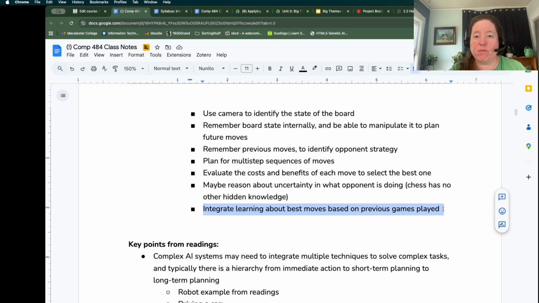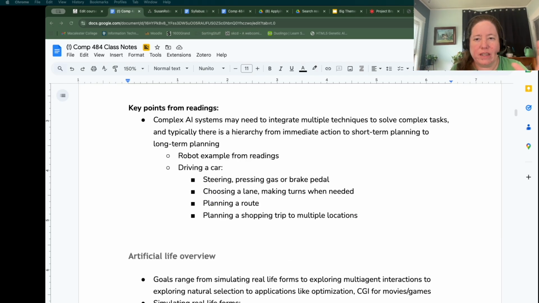So from the outside, we see a robot playing chess. Internally, it could have all of these different components that are working together. All right, so here's the key takeaway from what I've been talking about: complex AI systems may need to integrate multiple techniques to solve complex tasks.